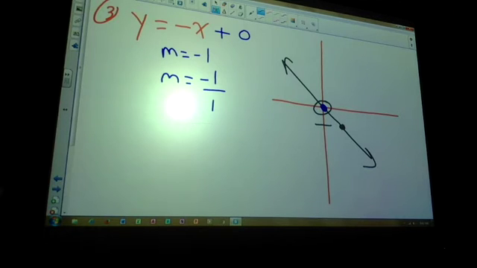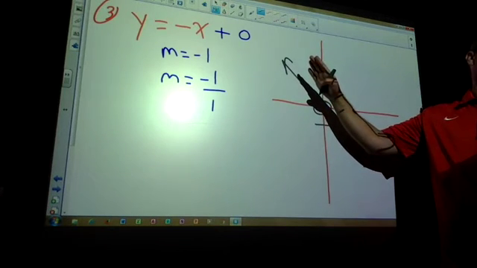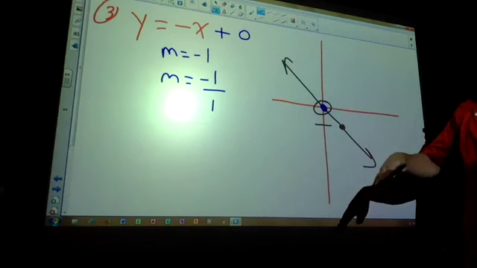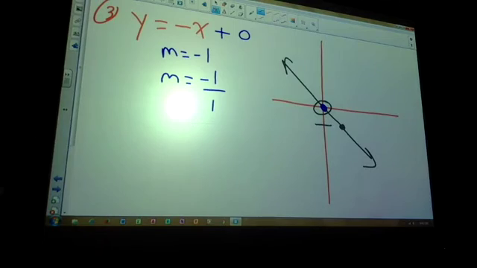So this is the negative parent function, meaning this is one of the most basic of a linear. The most basic is y equals x, which looks like this, going through the origin. This one is the negative of that, so it's going that way. All right, take a look.